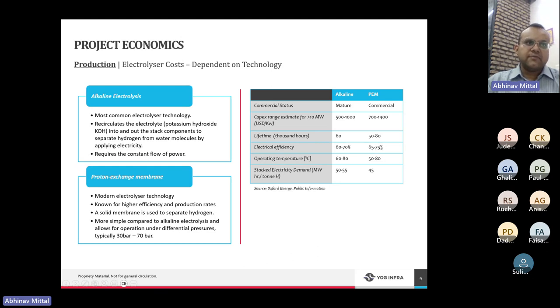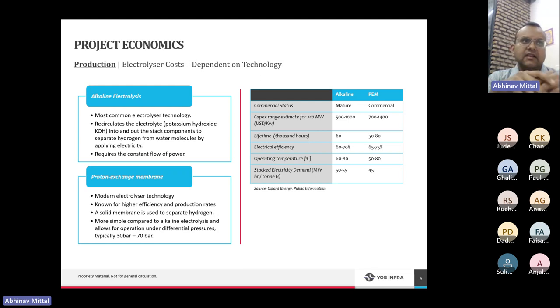Of course, the efficiency of PEM is slightly higher, and this technology is faster to respond as well. What I mean by that is, in case there is a variable renewable energy power that you're getting as input, the variability of the renewable energy power affects the electrolyzer generation capacity. PEM technology is able to adjust very quickly based on the renewable energy input it is getting in the electrolyzer. So it's faster to respond.